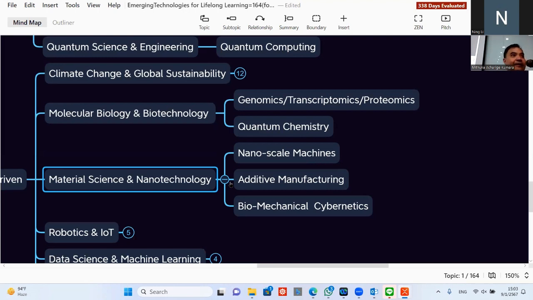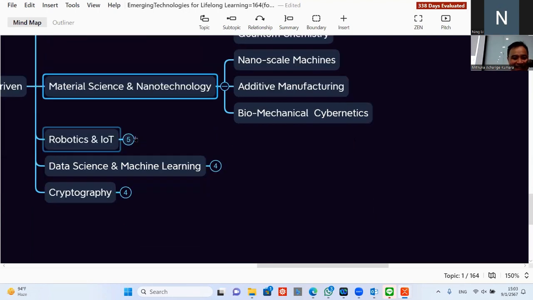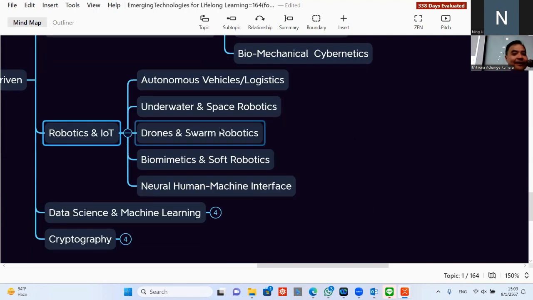Biomechanical cybernetics, that's a big thing. We've actually been cybernetic or cyborg ever since we human beings invented eyeglasses, I think. The minute we wore shoes and wore eyeglasses, we were already cyborg, in my thinking. So robotics, IoT, that's a big thing, right?